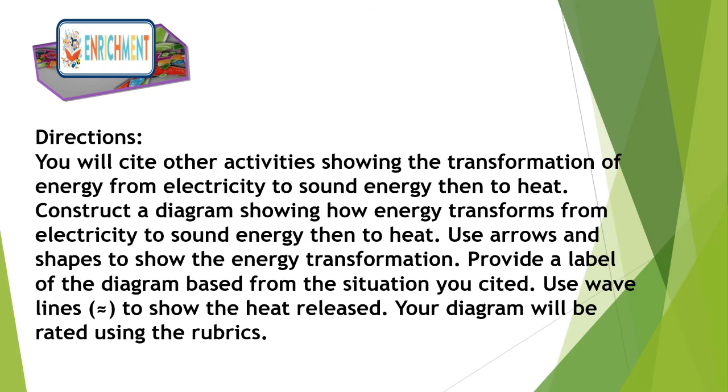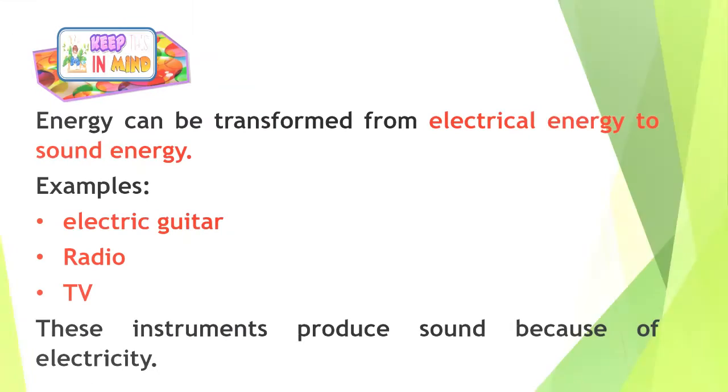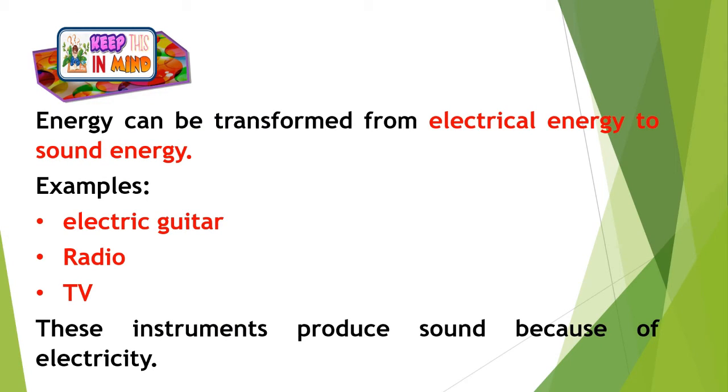Your diagram will be rated using the rubrics. Criteria: accuracy, technical drawings or sketches, labeling. For mastery, 25 points, satisfactory 20 points, basic 15 points, poor 5 points. Enjoy! And now, children, before we assess what you have learned, keep the following concepts in mind.